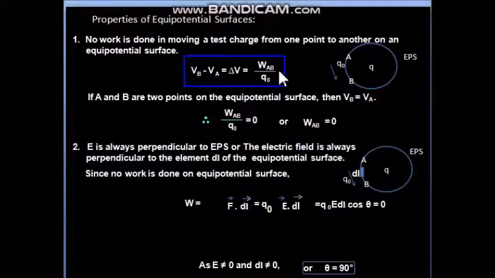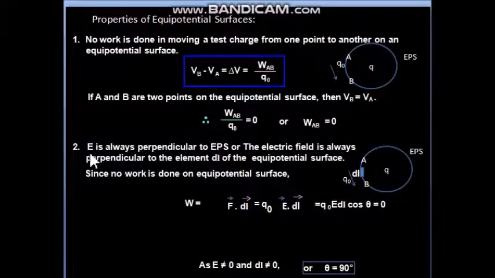So we have taken two charges in this situation. One is the source charge, whose EPS we have taken, that means the sphere, and one is the test charge which we are moving from one point to another over the EPS. So the work done in moving a test charge from one point to another on an EPS is 0. I think the first property is clear.